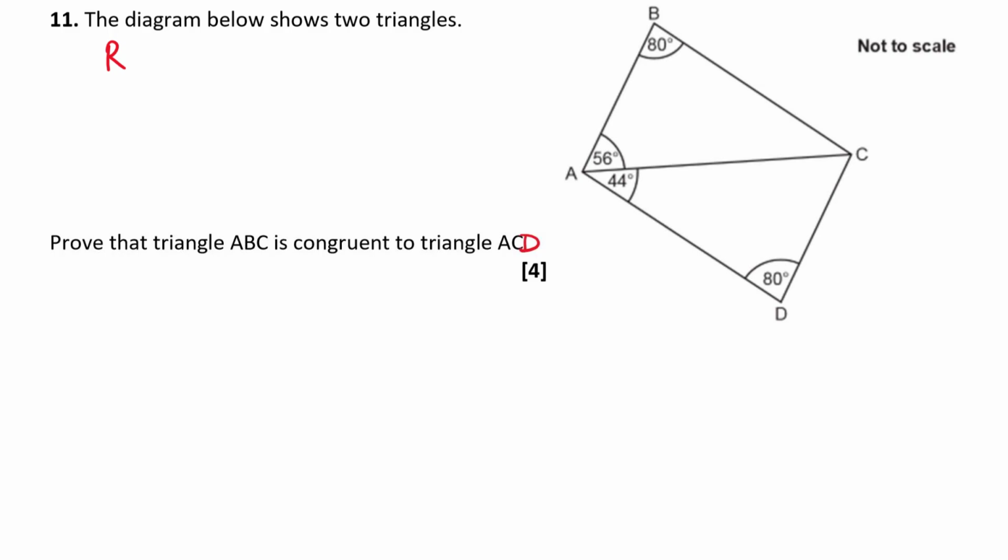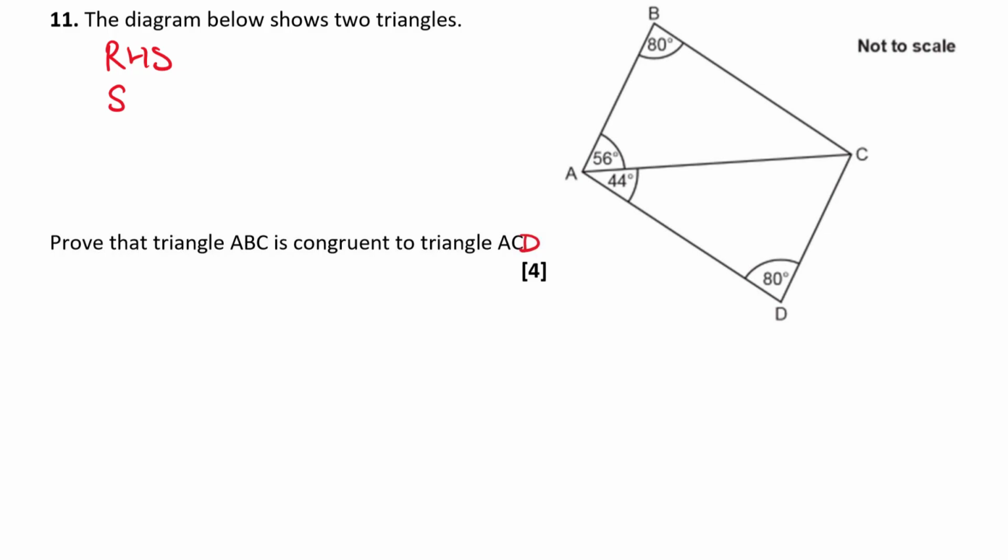They are RHS, right angle hypotenuse side. So if you can show that your 2 triangles have both got a right angle, the hypotenuse is the same length and one other side is the same length, that is enough to state that the 2 triangles are identical.